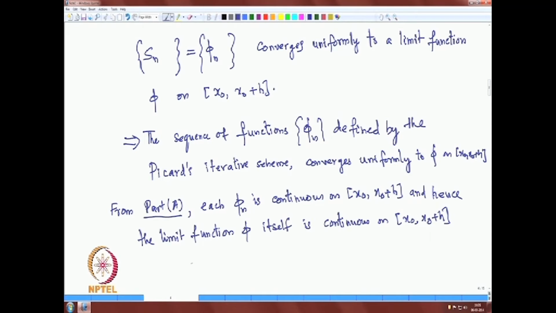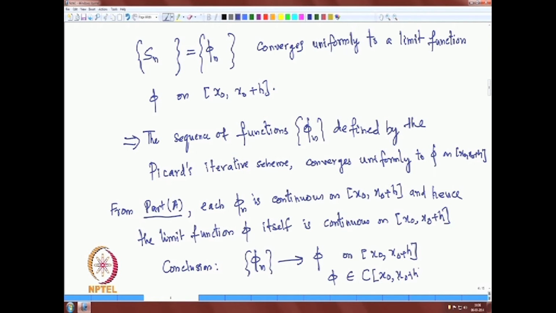So in conclusion, the sequence phi n converges to phi on x0 plus h, and phi is an element of the set of all continuous functions defined on x0 plus h.